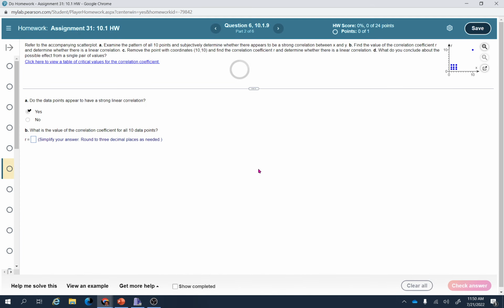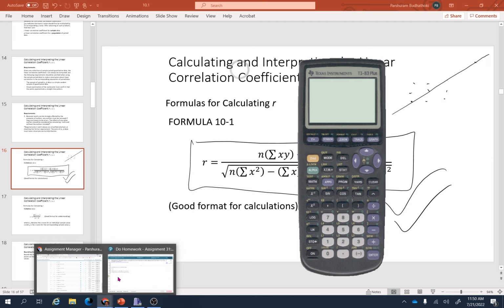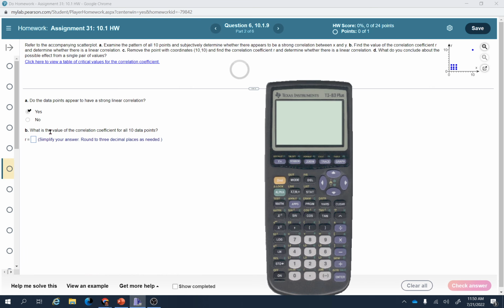Now the question is, how do you find the correlation coefficient using these 10 data points? Instead of using the formula, I'm going to use a calculator. Let me show how to use the TI-83/84 calculator to find the correlation coefficient.